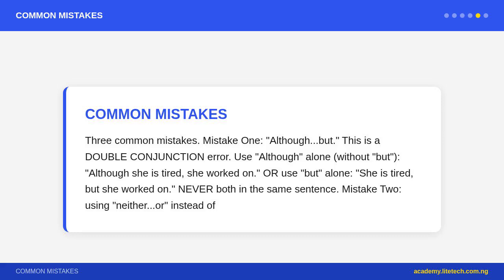Mistake 2. Using neither, or instead of neither, nor. Neither always pairs with nor. Neither he nor she is here. Not neither he or she is here. Similarly, either always pairs with or.